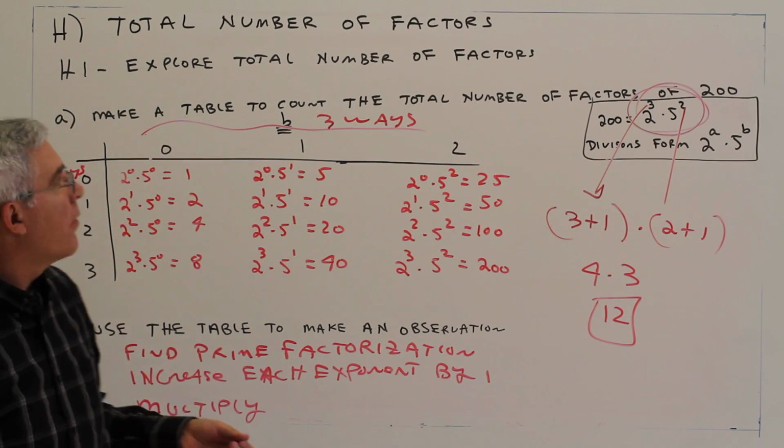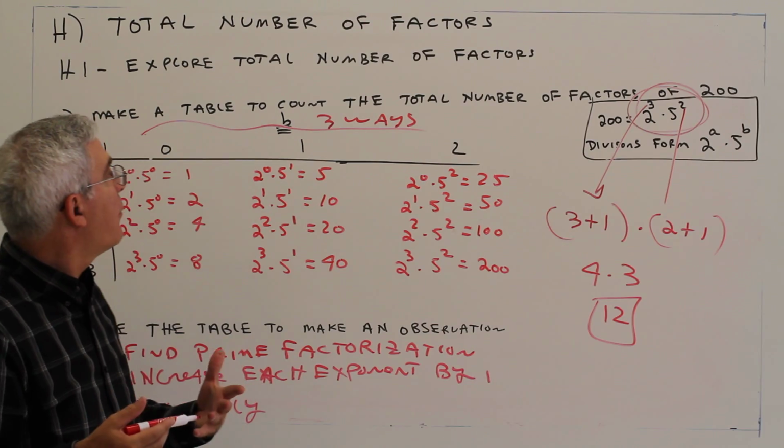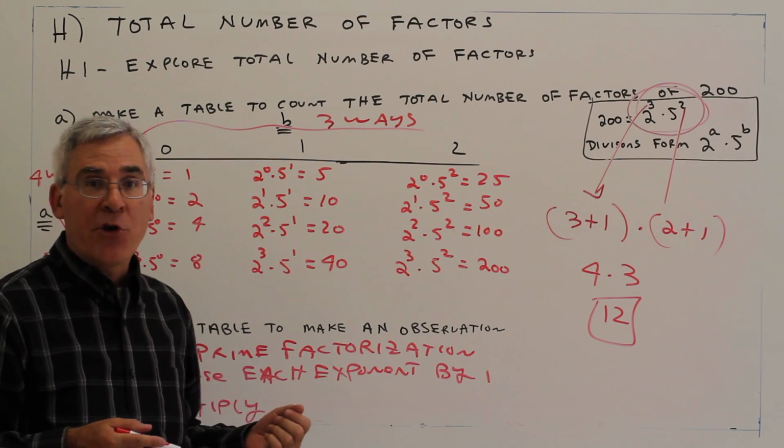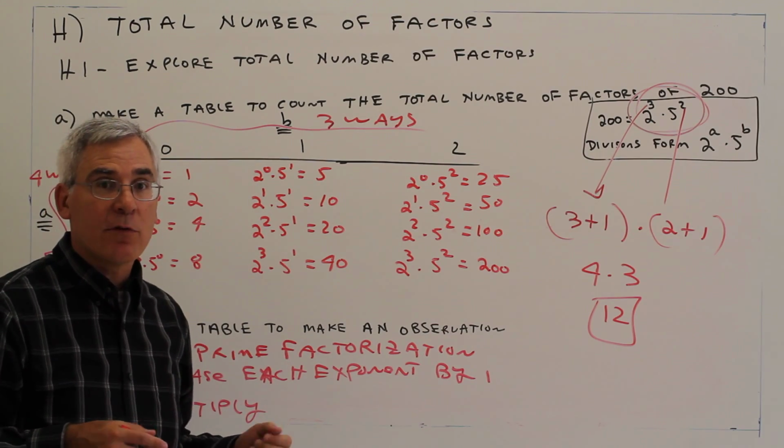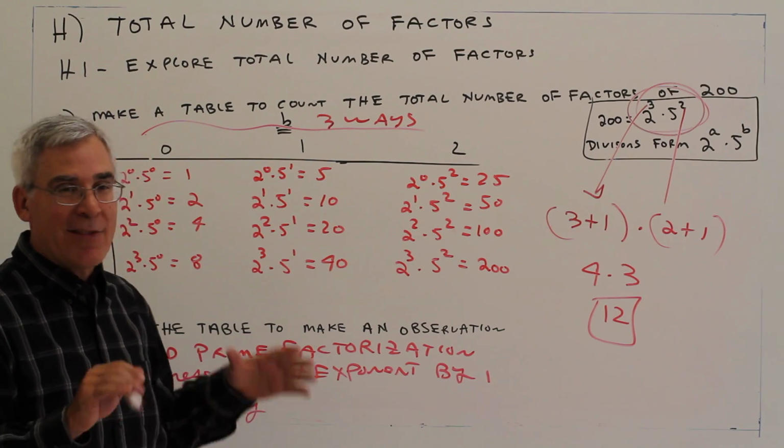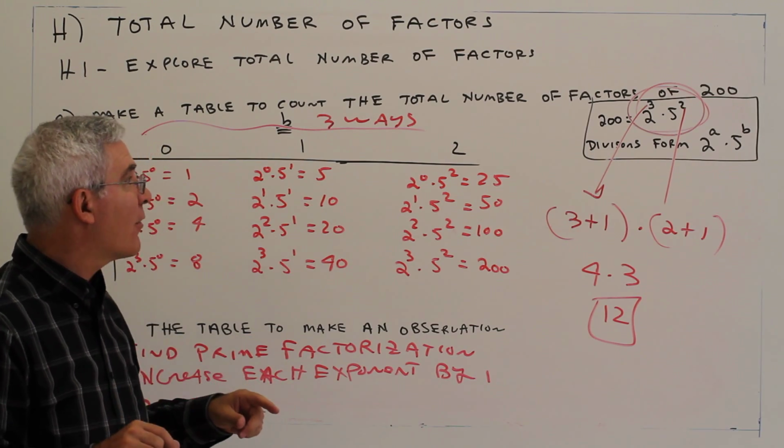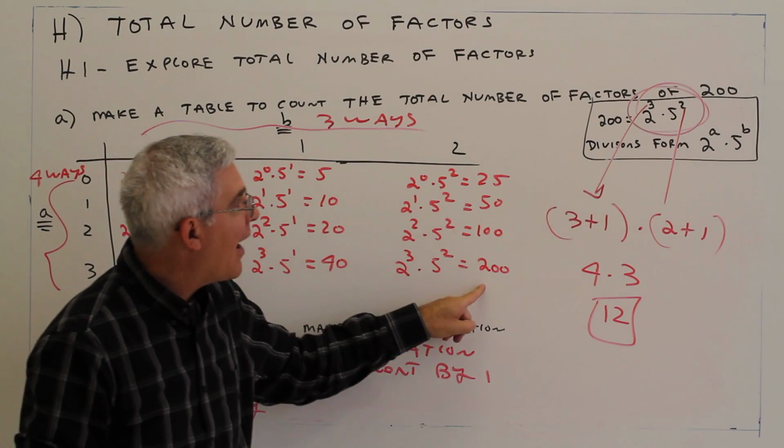So there you go, that's where the formula comes from for determining the total number of factors. And just a reminder, when we say total number of factors, we're including the factor of 1 and the number itself.